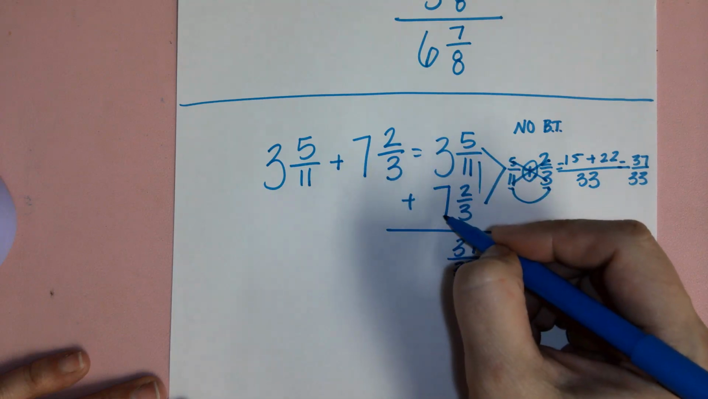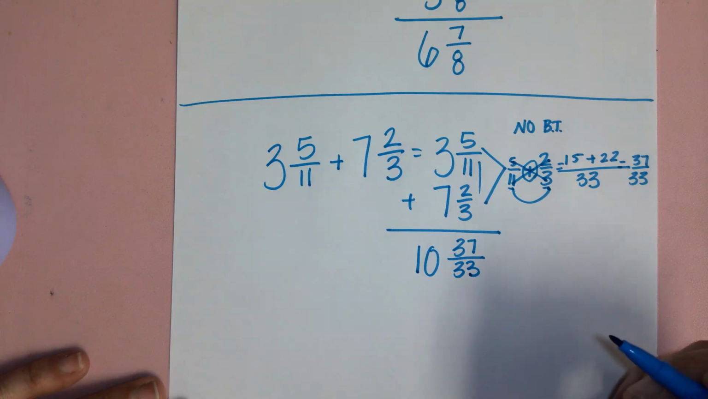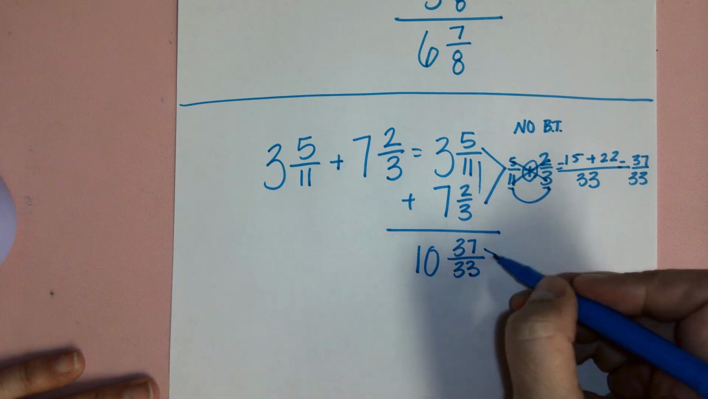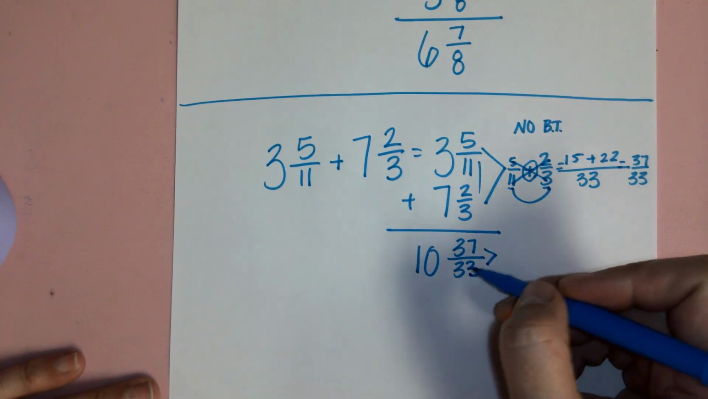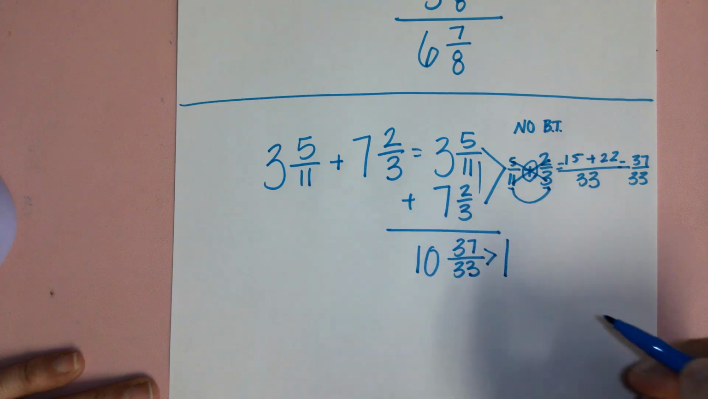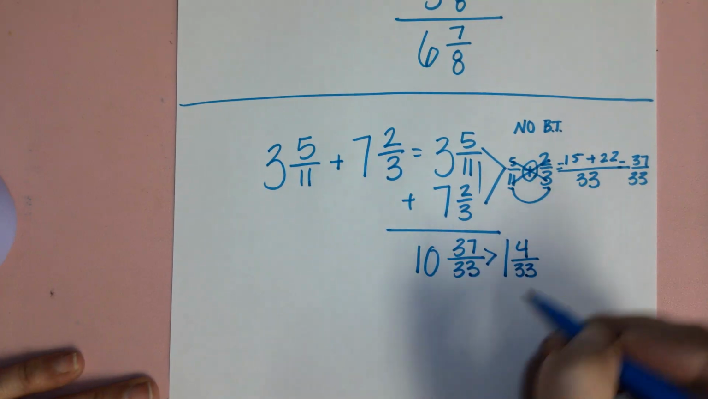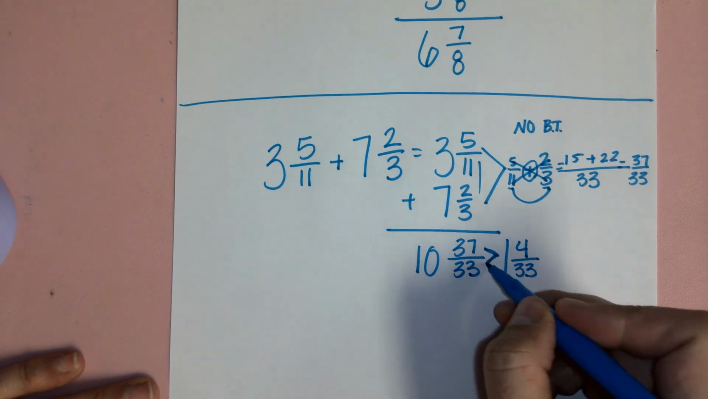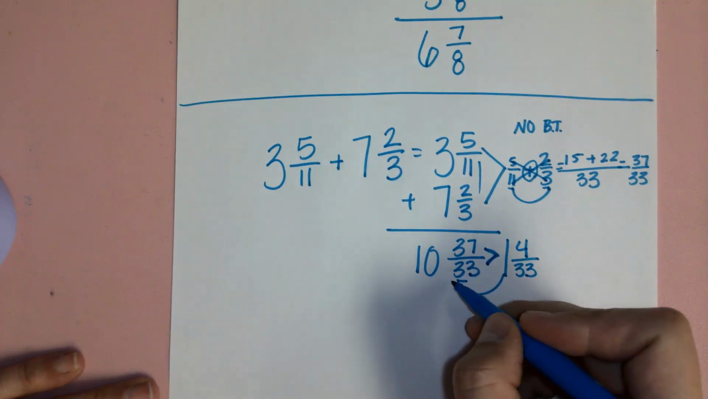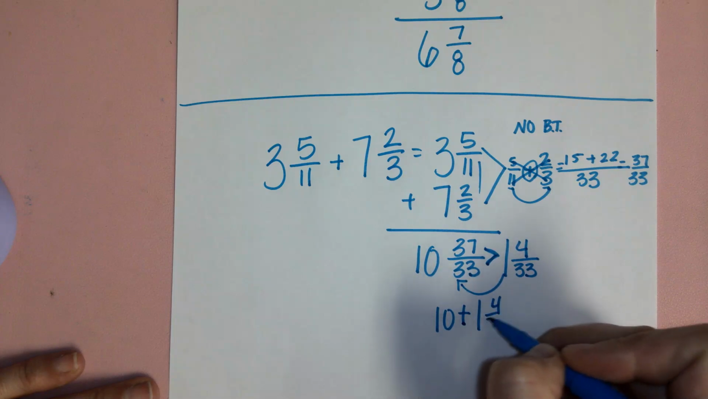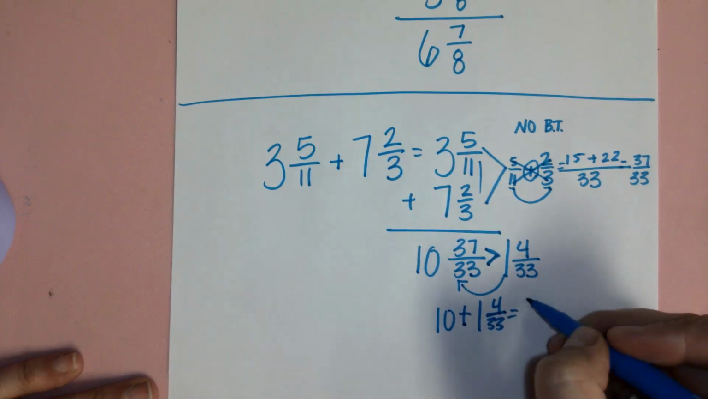And my whole numbers are 3 plus 7, which makes 10. This is an appropriate answer. This is acceptable. If your child is confident with taking an improper fraction to a mixed number, we can do that. We know that 37/33, 33 can go into 37 one whole time with 4 left over, and my denominator never changes. So I'm going to take this new fraction and I'm going to add it back to my whole number here. So it becomes 10 plus 1 4/33. And our answer is going to be 11 4/33.